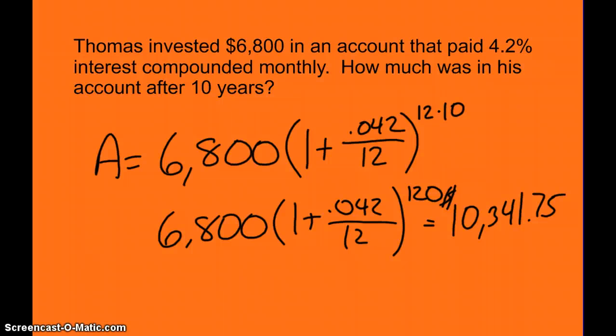So that means that this person, Thomas, who invested $6,800, now has $10,341.75 in his account after 10 years. So that's how your interest would be calculated. That's how they take an annual percentage rate and divide it over 12 months.